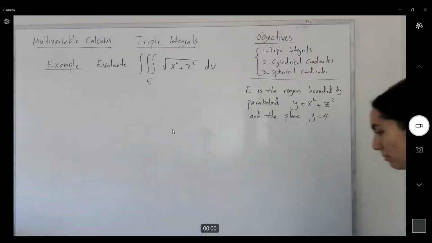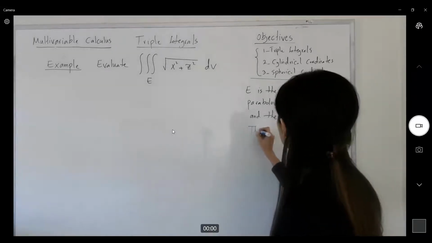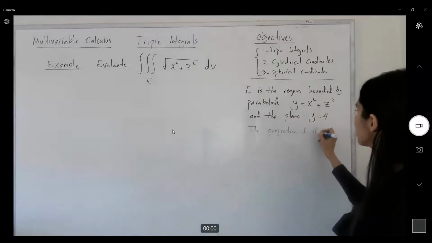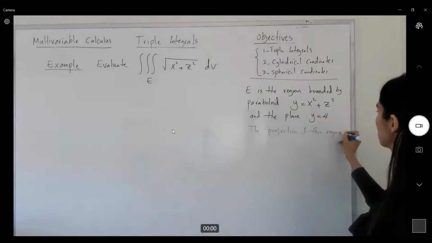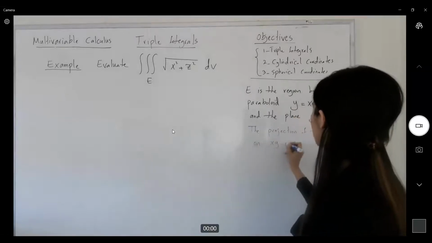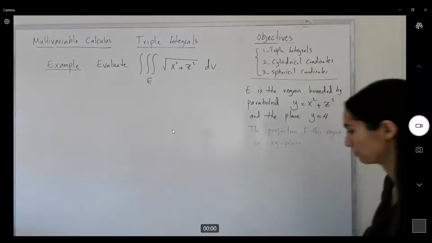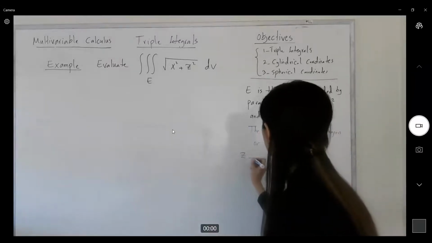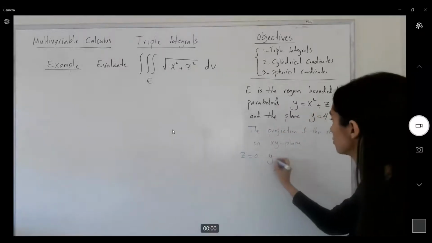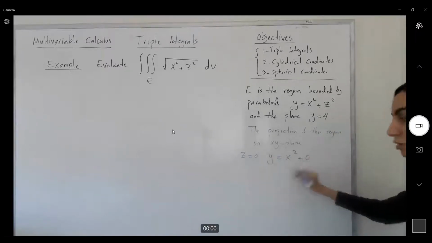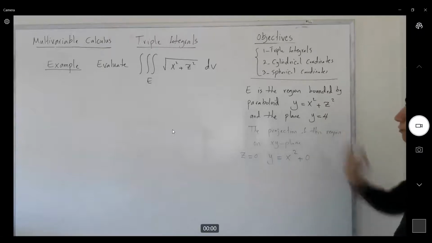So the projection of this region on the xy plane. In the xy plane, z is equal to 0. So since z is equal to 0, we get y equals x squared, so x squared plus 0, so we get y equals x squared. And y is equal to 4.